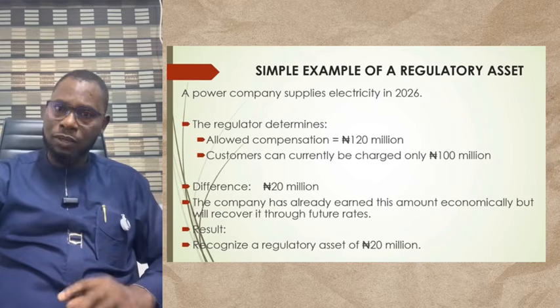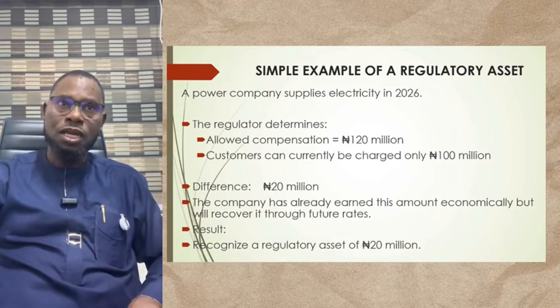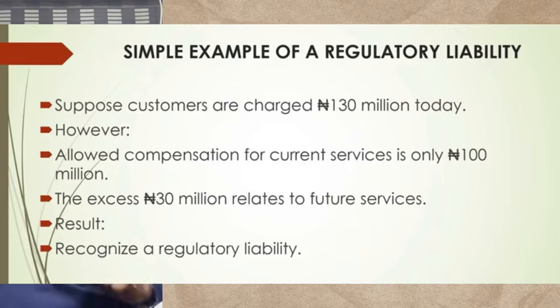And let's look at another example to explain what a regulatory liability is. So suppose customers are charged 130 million naira today. However, allowed compensation for current service is only 100 million naira. So there's an excess of 30 million that relates to future services. So the company is going to offer services in the future. This time around, the company is not going to collect. The company is going to offer services. So there's a present obligation to offer services in the future. So because of that, the company has to recognize a regulatory liability.